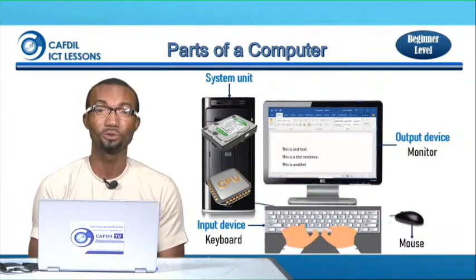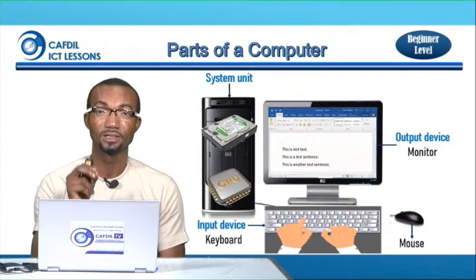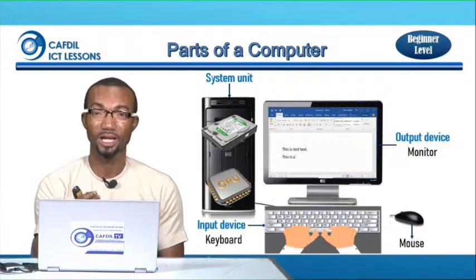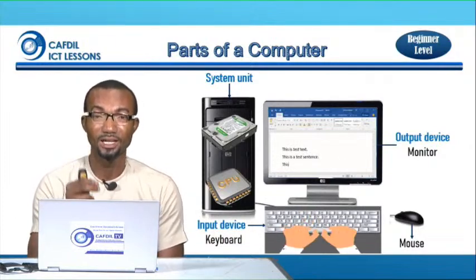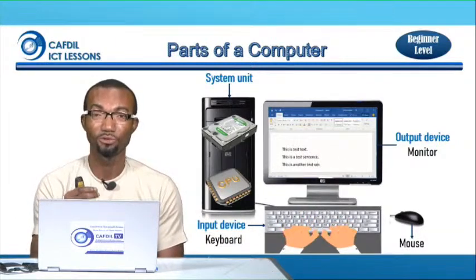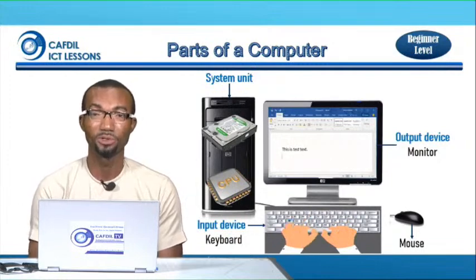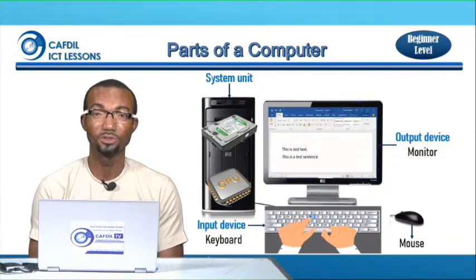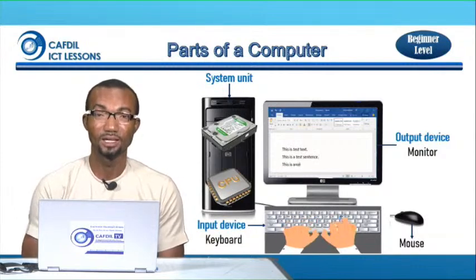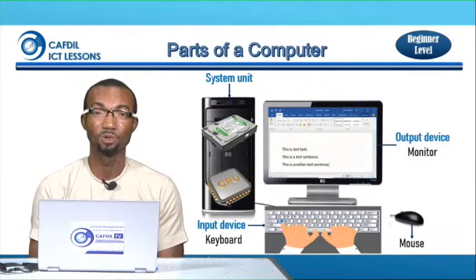So if you take your phone, the touch screen serves as input and output, and there is a processor inside. If you go to settings and look at About Phone, you will see the name of the processor there. So viewers, these are the parts of a computer system.